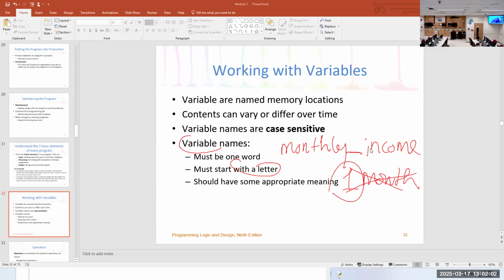And also, it would be better if you use some appropriate meaning. Of course, for me, I give it x and y or z, I make it simple, but later on you will have very complicated programs. It's really easy for you to see what's going on by naming the variable with a meaningful name. So we see it is a state tax or federal tax and so on.